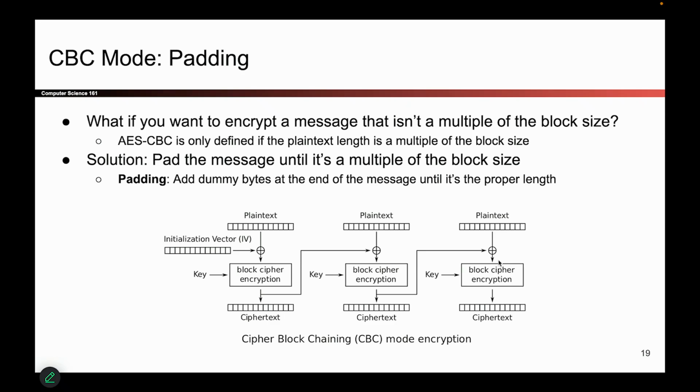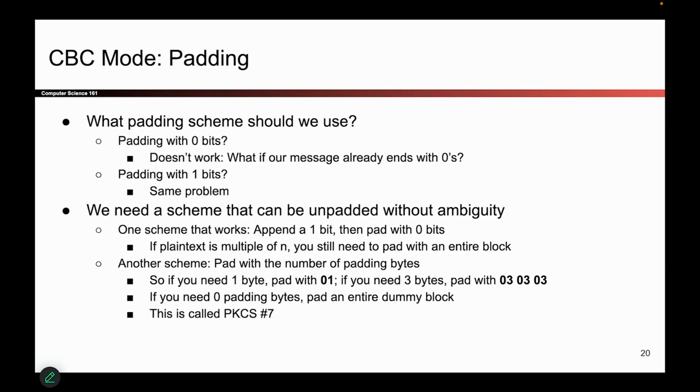So when the message isn't an exact multiple of the block size, we need to apply something called padding. And those are dummy bytes. They're not part of the actual message. We are just adding them to get the message to be the correct length. So what dummy bytes should we actually use? What bytes do you fill in as the dummy bytes? You actually have to be really careful here. There are some traps you can fall into.